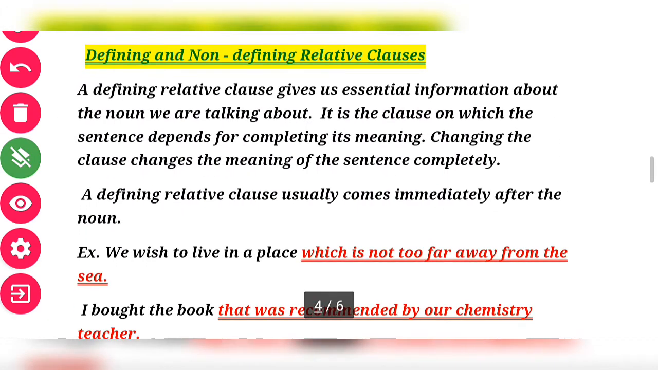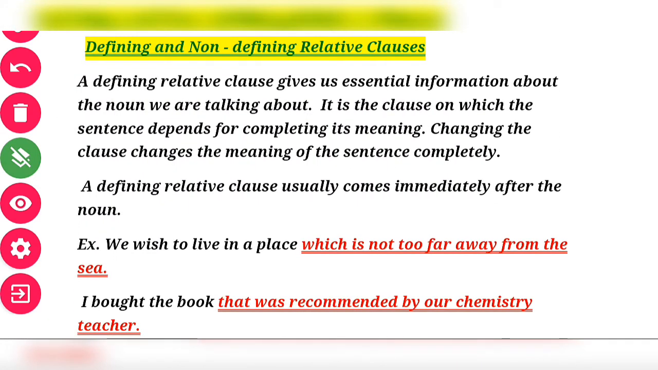Let us go ahead. Again, it is giving a defining or non-defining relative clause. What is defining and non-defining? That is also very good. A defining relative clause gives us essential information about the noun we are talking about. It is the clause on which the sentence depends for its meaning. Changing the clause changes the meaning of the sentence completely. So that is why the sentence is dependent on it.